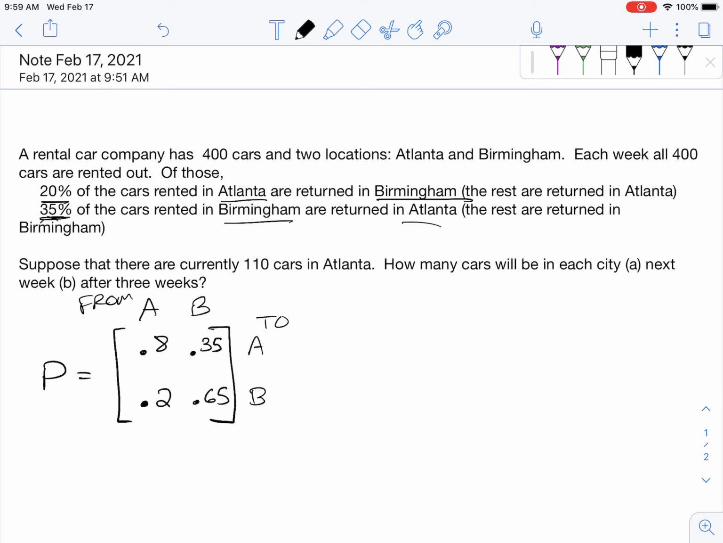Okay, so down here it says currently there are 110 cars in Atlanta. So that's our initial distribution. I'll call it X0, you call it X1, whatever you want. So we've got to keep the order the same. So you got A, B. So there are 110 cars in Atlanta. And that means that the other cars, the 400 cars total, so there are 290 cars in Birmingham.